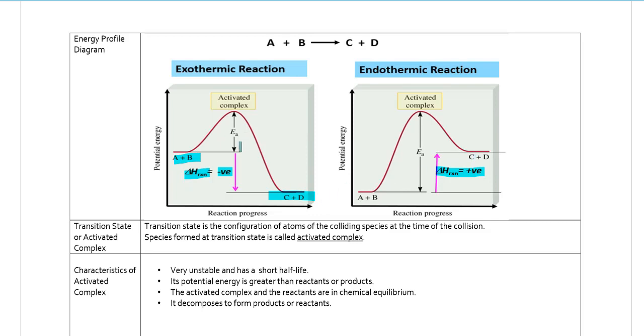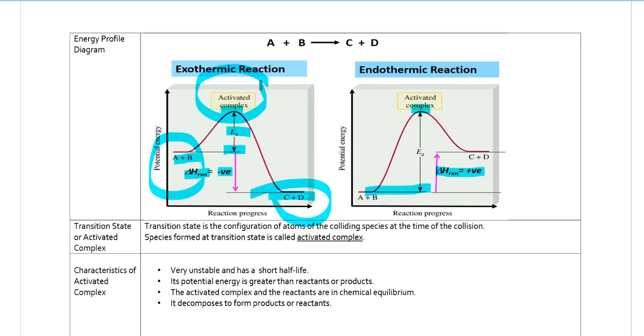Okay, so activation energy, we determine from the reactant to the maximum value. From the reactant to the maximum value, we call it the activation energy. So this is your EA. This is your reactant, and this is your product. Up here, we have the activated complex, also known as the transition state. What are the characteristics of the transition state? The transition state is very unstable and has a short lifetime.